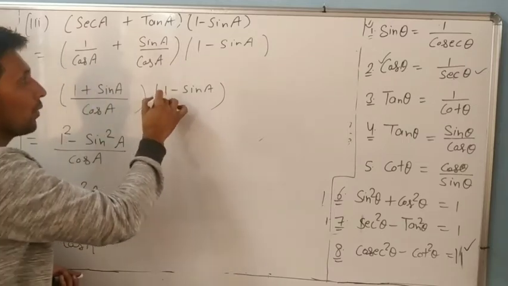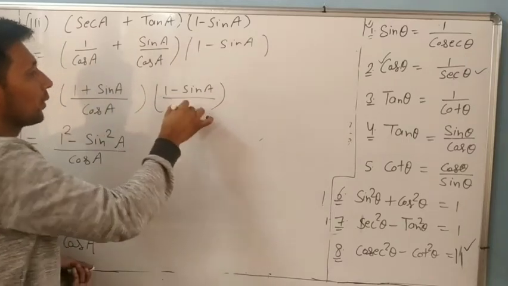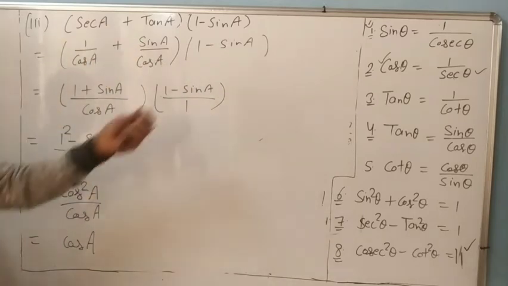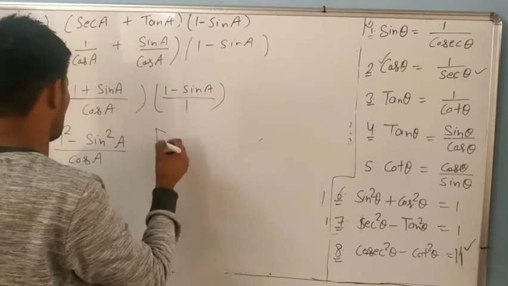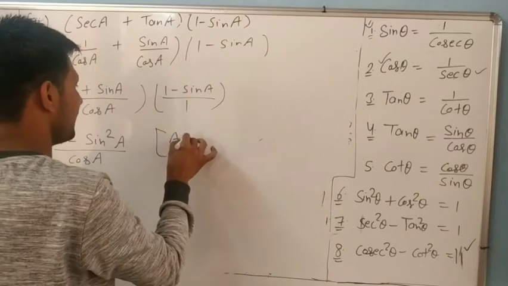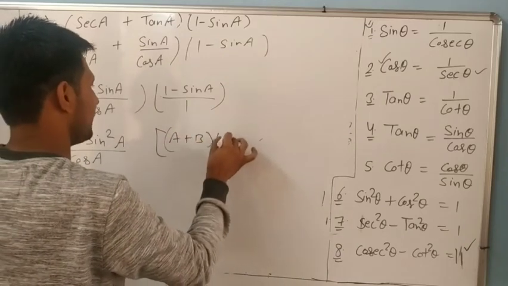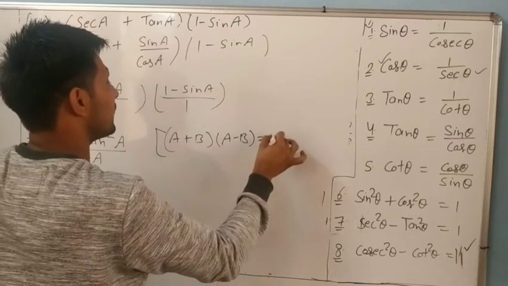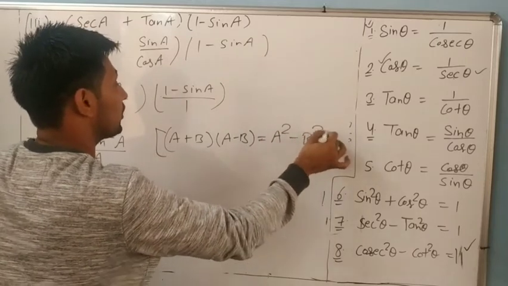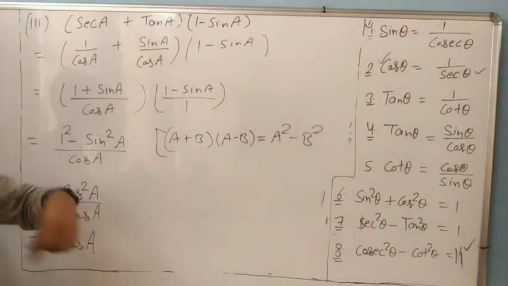A minus B. Because 1 minus sin A in here. Like this one or not? Numerator. So we will write the formula: A plus B into A minus B. It is very important here. You have to identify it. Otherwise, you can multiply directly also.